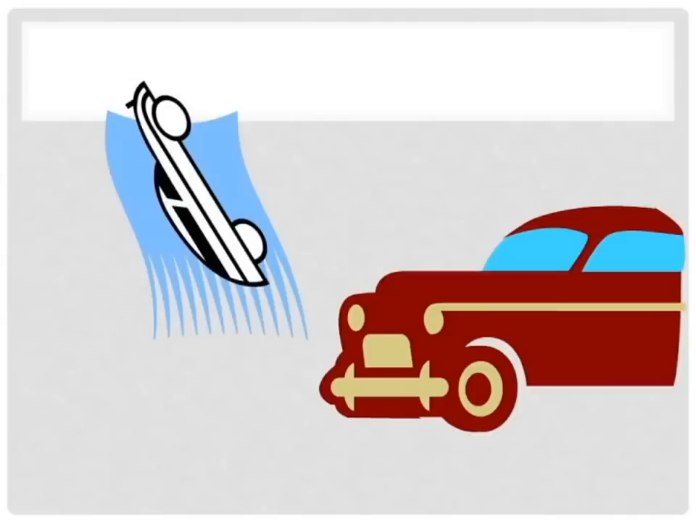Now, what did change is the acceleration. When that little Volkswagen ran into that Cadillac, probably the Volkswagen moved a lot more than the Cadillac did. It had a greater acceleration because it has a smaller mass, whereas the Cadillac had a much greater mass, so therefore it had a much smaller acceleration.